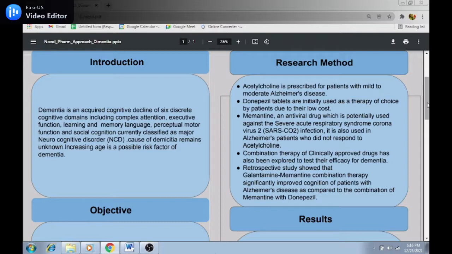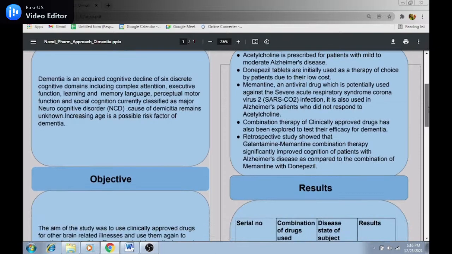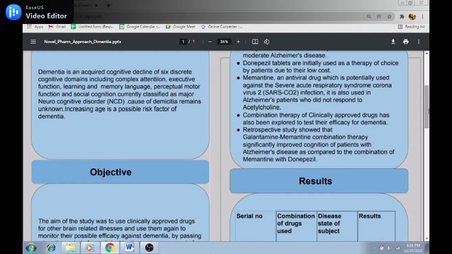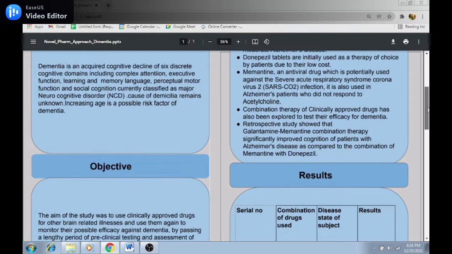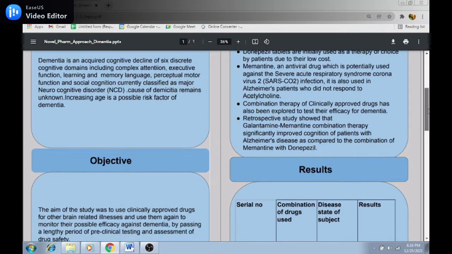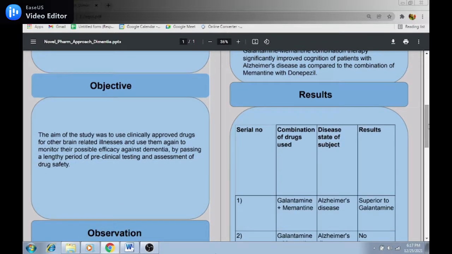Dementia is an acquired cognitive decline in 6 discrete cognitive domains, including complex attention, executive function, learning and memory, language, perceptual motor function, and social cognition, currently classified as major neurocognitive disorders. The cause of dementia remains unknown, and increasing age is a risk factor of dementia. What is the objective of our study?